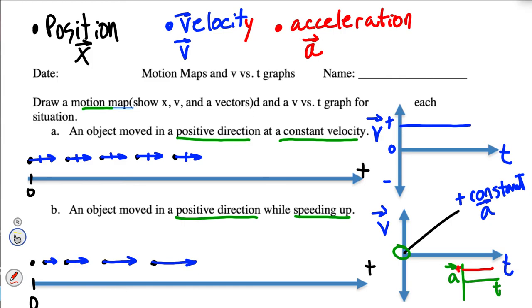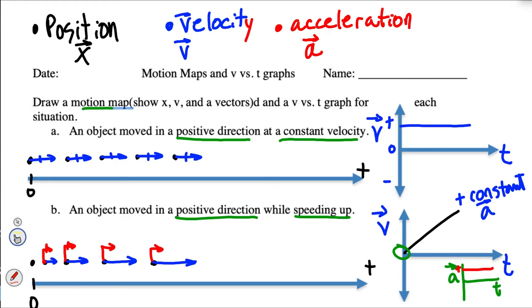So how might that show up on a motion map? Well, it would mean that in addition to the object at this first clock reading having a velocity, it also is accelerating. But because the acceleration is constant, we're going to have to add hash marks to these. Constant positive acceleration. And that simply tells us how much the velocity vectors are increasing per unit time.